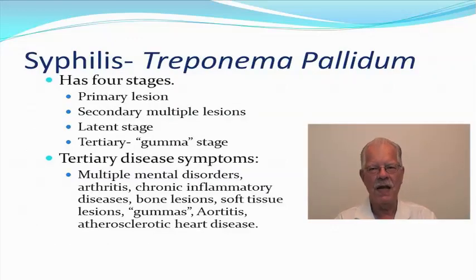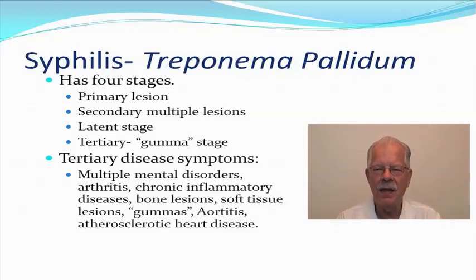Now we know that syphilis has four stages. The first stage is what we call the primary lesion, and that's a chancre. Then if that's not treated, it goes into the secondary, or multiple lesions, stage, where you have multiple lesions all over the body. If that's not treated, the whole disease process goes into what's called the latent stage. This latent stage can last 30, 40 years until the immune system starts going down. Then we get into what's called the tertiary or gamma stage, which is actually the most dangerous part.